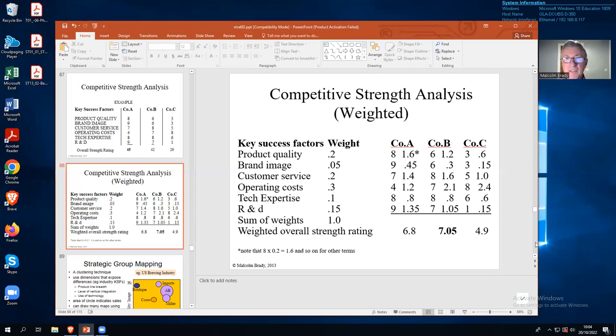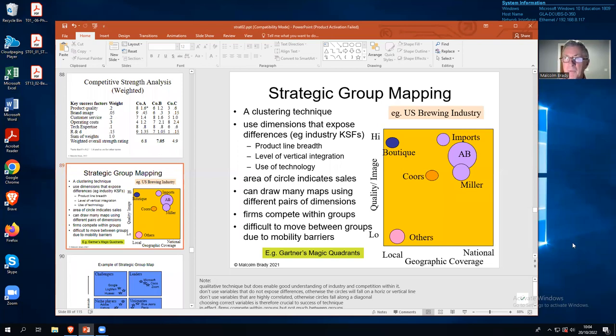Our next technique now is strategic group mapping, which again is looking at the industry as a whole, looking at each competitor in the industry. Instead of using a table to compare the competitors, we're actually using a graphic. So we're distributing the competitors across this graphical space here, a two-dimensional space.